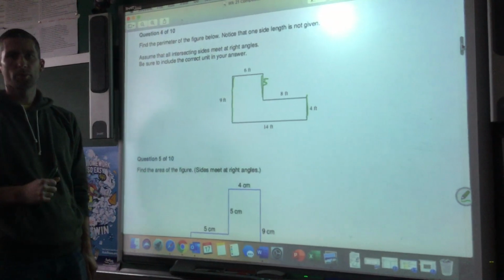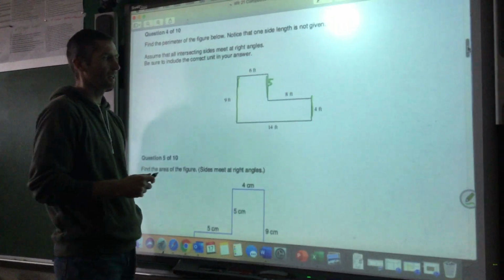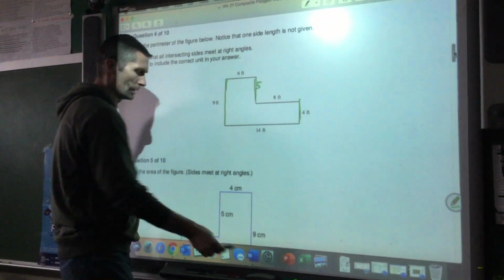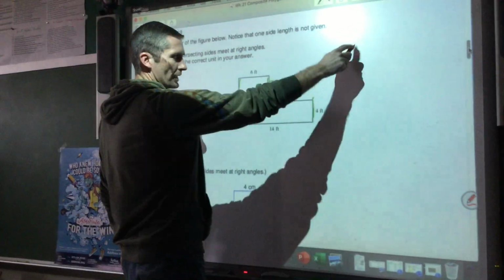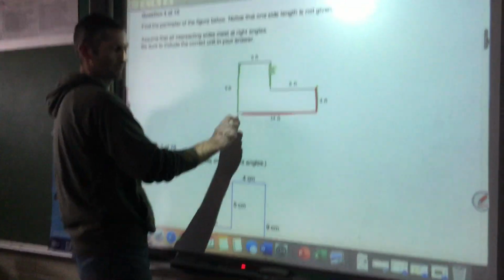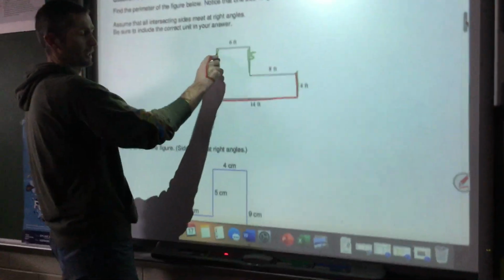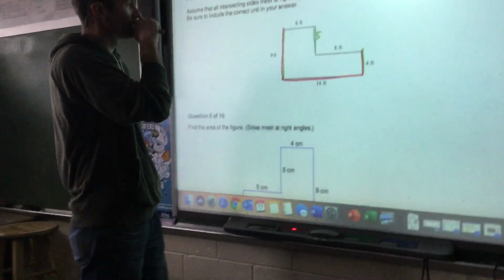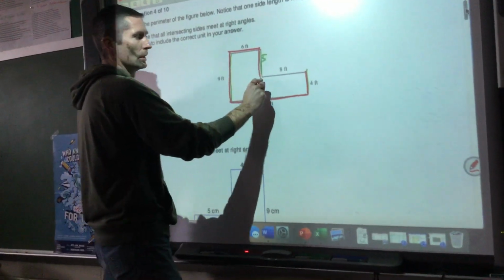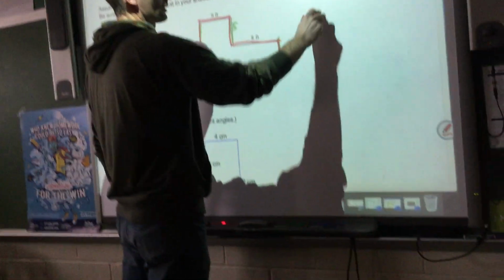So now I need to find the perimeter. To find the perimeter, I just add up all the sides. And I can start anywhere and go any direction. So I could write them all down. I'm just going to do this in my head for now. 4 plus 14. Now I'm at 18 plus 9 more. 27 plus 6 more, 33, plus 5 more, 38, plus 8 more, 46.